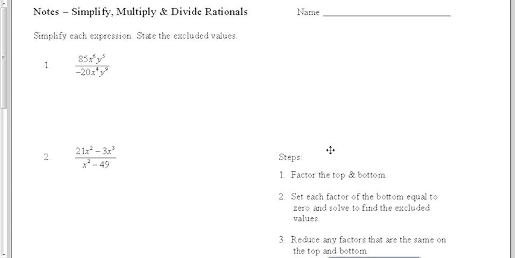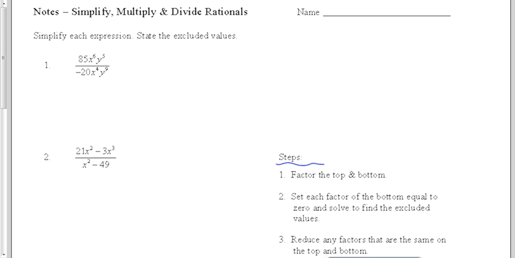In this video, we are going to be taking notes on simplifying, multiplying, and dividing rationals. Remember, a rational is a ratio or fraction. In problem number 1, we're supposed to simplify the expression and state the excluded values.